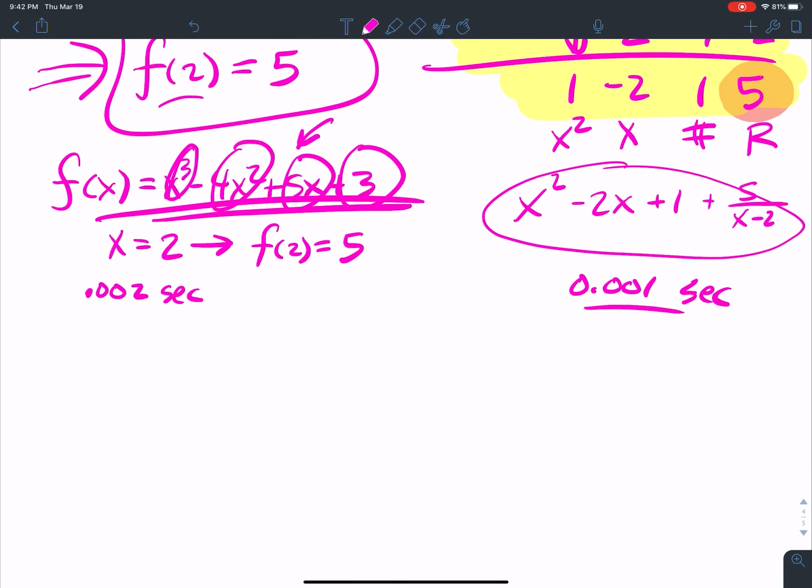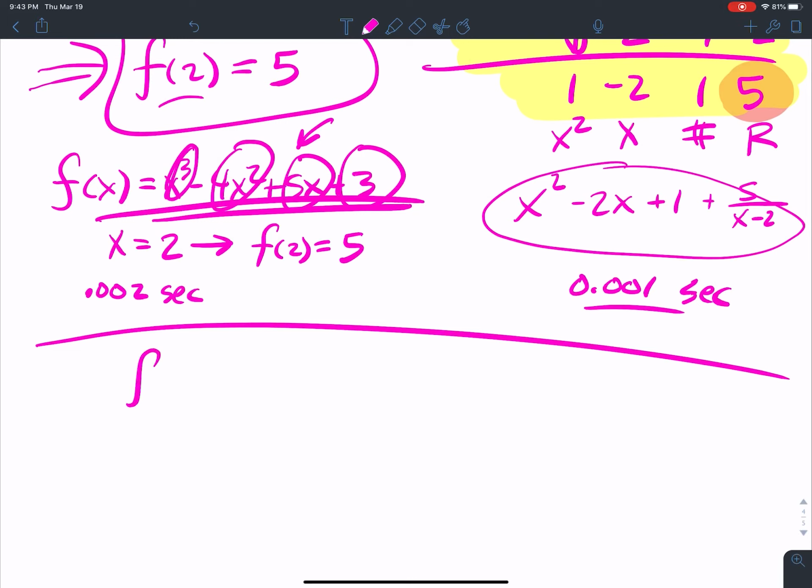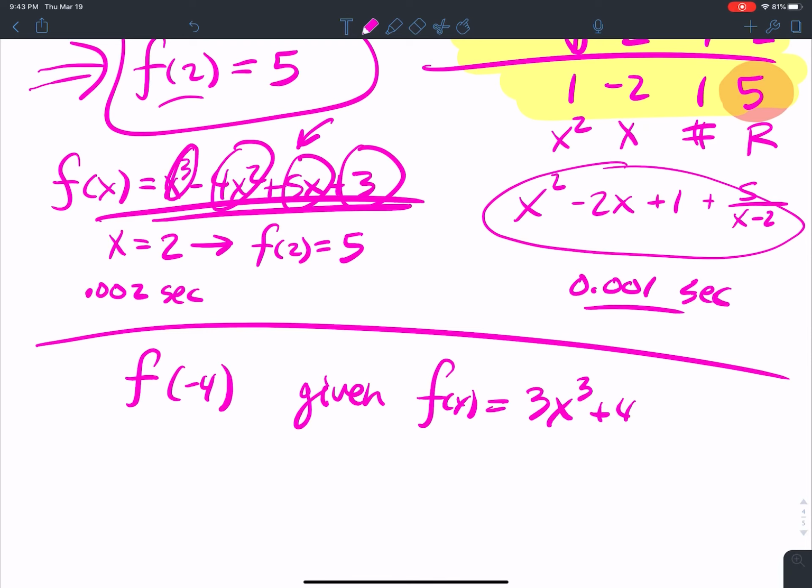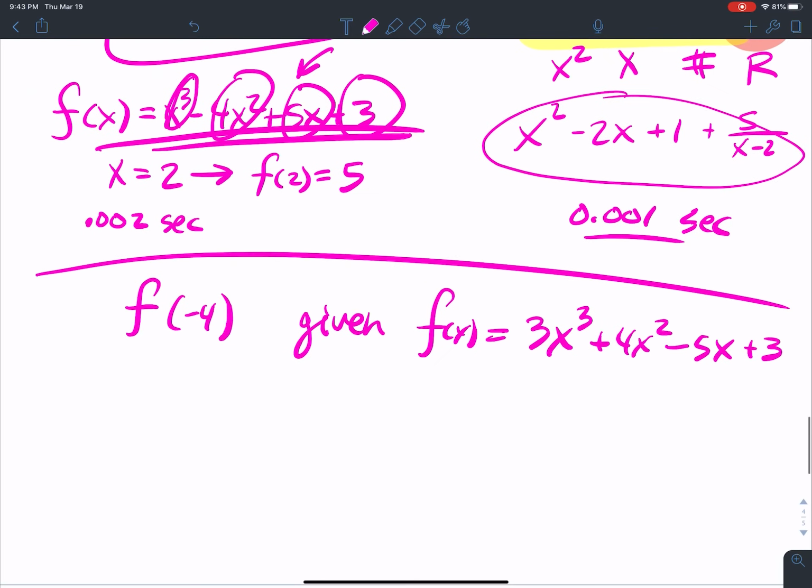All right, so let's do another one. Yeah, I guess we could. We'll do one more. So let's use the remainder theorem, and we're going to calculate f of negative 4. We're given f of x equals 3x cubed plus 4x squared minus 5x plus 3.